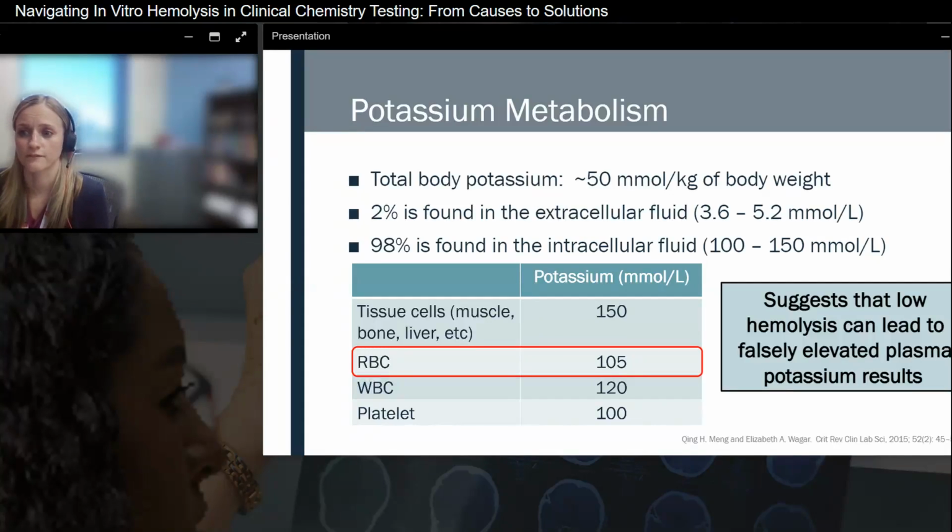Due to this 20-fold difference in potassium concentration between the red blood cell and plasma, it suggests that relatively low levels of hemolysis could lead to falsely elevated plasma potassium.